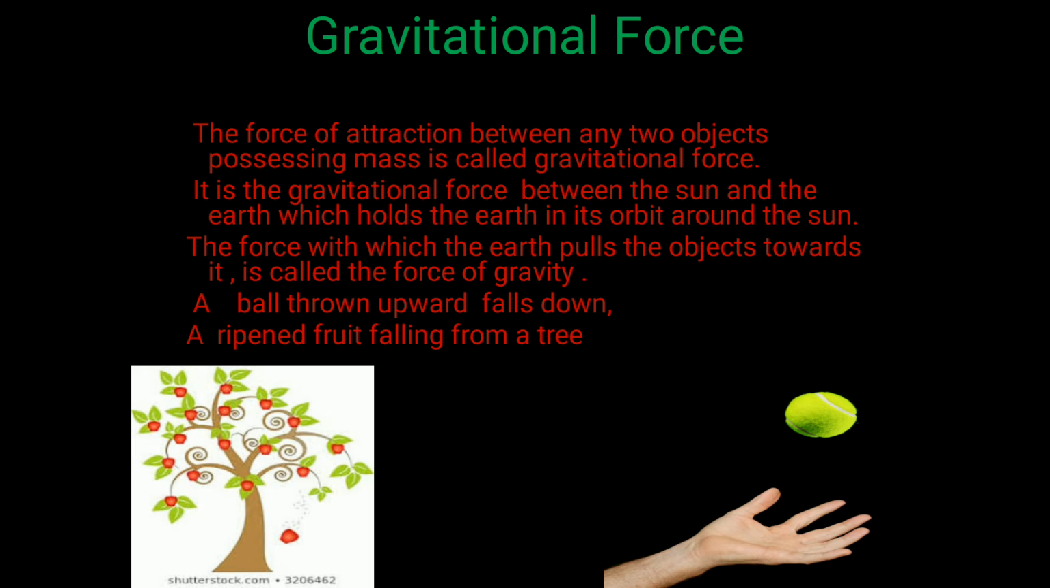Earth has a huge mass, so it attracts every object towards it. So in this diagram you see a ripened fruit falling from a tree down to the earth. Earth pulls it towards itself, and a ball thrown upward ultimately comes down. The force with which the earth pulls the object towards it is called the force of gravity, or just gravity.